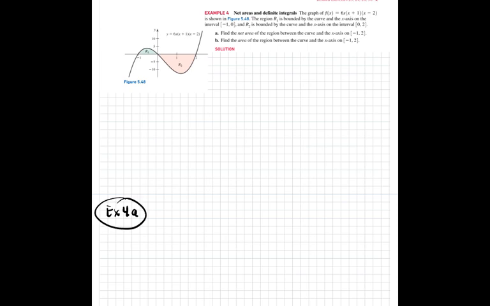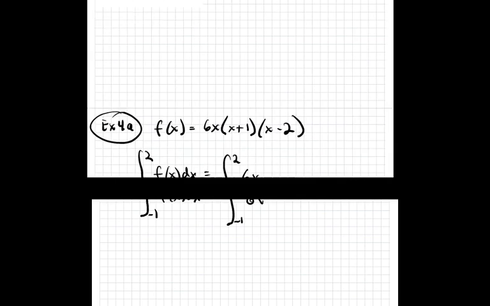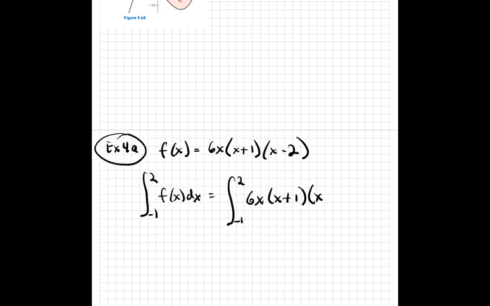So if we want the net, it's just going to be the green minus the red. Now, f of x is going to be what? 6x times x plus 1 times x minus 2. So they're basically asking us to evaluate the integral from -1 to 2 of f of x dx, all right? So this is going to be the integral from -1 to 2 of 6x times x plus 1 times x minus 2 dx.